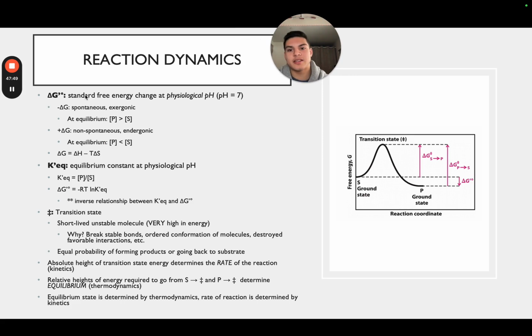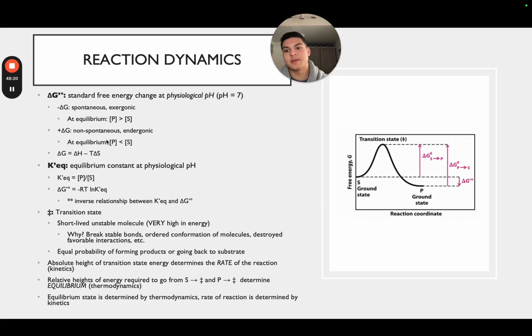We know that delta G is a standard free energy, and for our purposes, when we use the apostrophe and the naught symbol, it just means that it's at physiological pH, pH equal to 7. So we know that negative delta G is spontaneous, exergonic. Positive delta G is non-spontaneous, endergonic. So at equilibrium, the products will be greater in the spontaneous process, whereas the substrates will be greater in the non-spontaneous. And this makes sense.